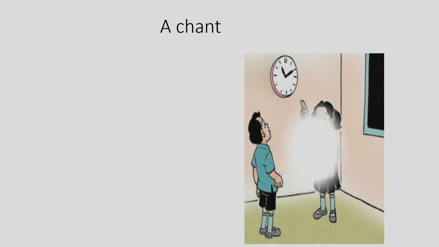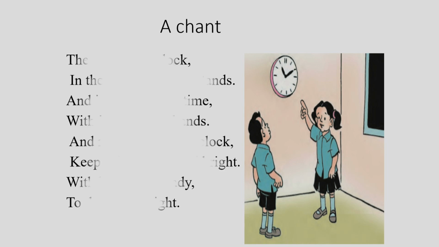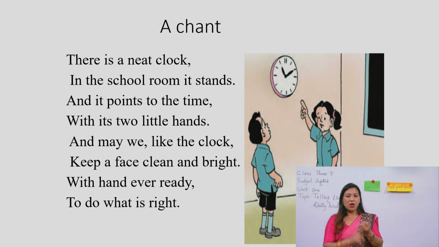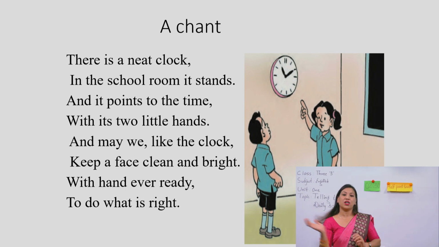Okay, at last I think you want to sing one more chant, right, which is in your book. What can you see in the picture? Yes, there are two students, one girl and one boy. The girl is pointing to the clock and trying to say something to the boy, and the boy is also looking at the clock. What are they talking about? They are talking about time. Today we have learned so many things about time: quarter past, quarter to, half past, o'clock, and different sentences. You can do your daily routine according to your time, right?